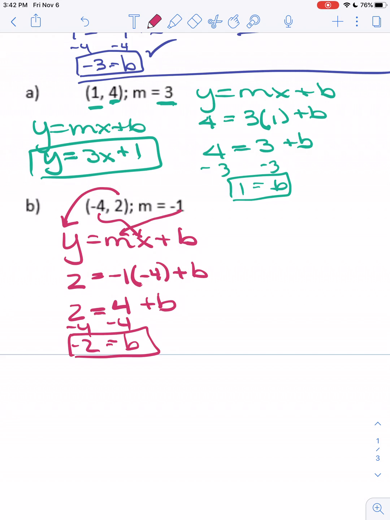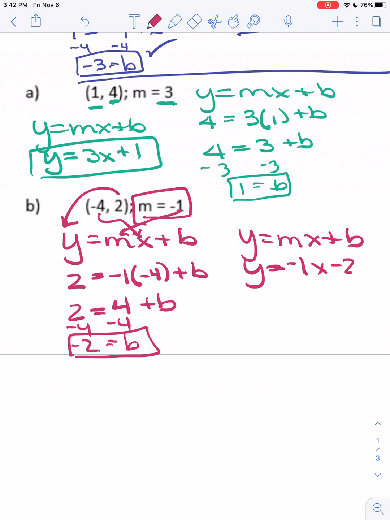And now it's our turn to put it all together. We have an m, we have a b. So y equals mx plus b. In place of m, I'm going to put a -1. In place of b, I'm going to put a -2. There you have it. And you know, you can write that as -x minus 2 also, whichever you prefer.